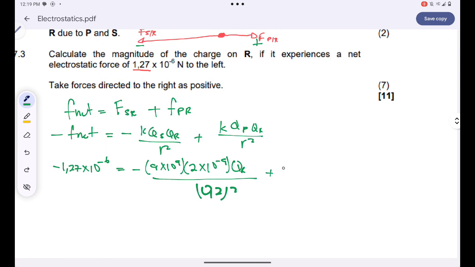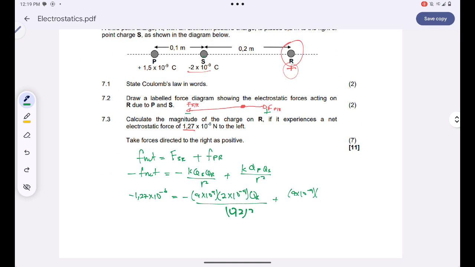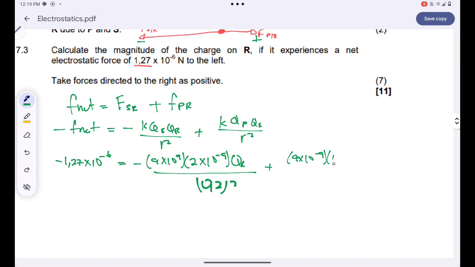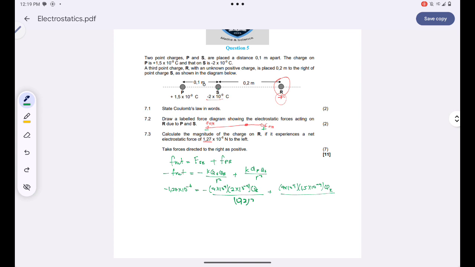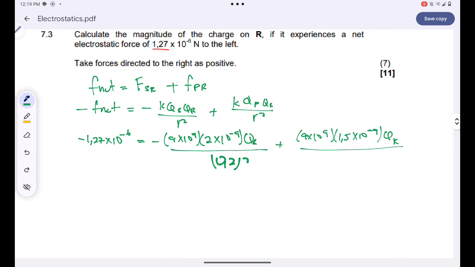And then plus 9 times 10 to the power 9, excuse me, this is positive 9, guys. The charge there is 1.5 times 10 to the power negative 9, multiplied by QR. The distance between the two, that's 0.1 plus 0.2. I'll simply get 0.3 squared. I still have negative 1.27 times 10 to the negative 6.